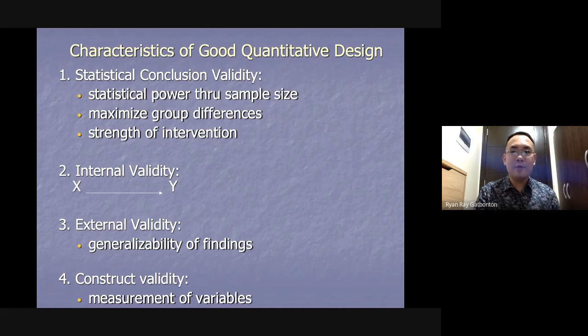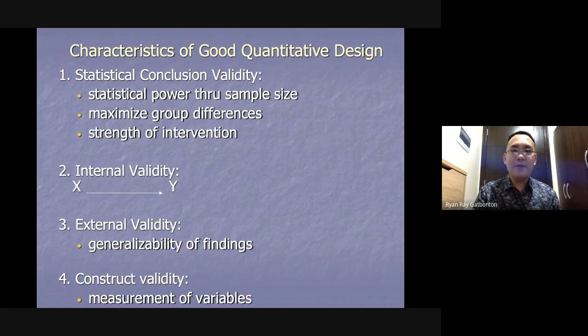Another characteristic of good quantitative design is your internal validity, which refers to the characteristic where there is really a cause and effect relationship between your variables. In other words, if X is really the cause of Y, if there is a good causal effect, okay? The internal validity characteristic answers the question, is my intervention really the cause of my expected outcome? If it answers that, then you have a good internal validity characteristic.